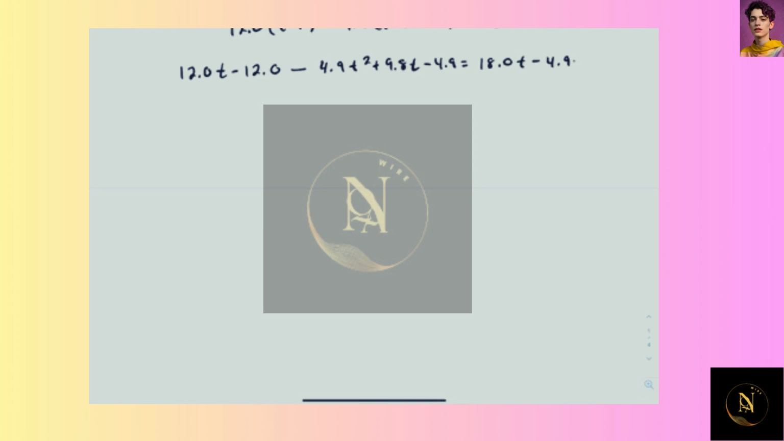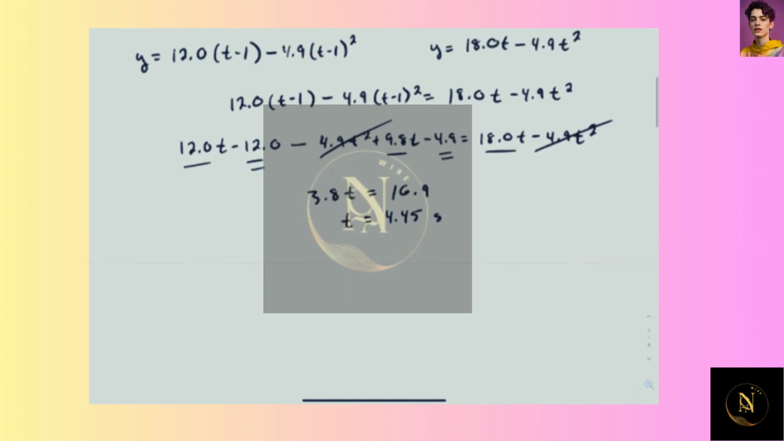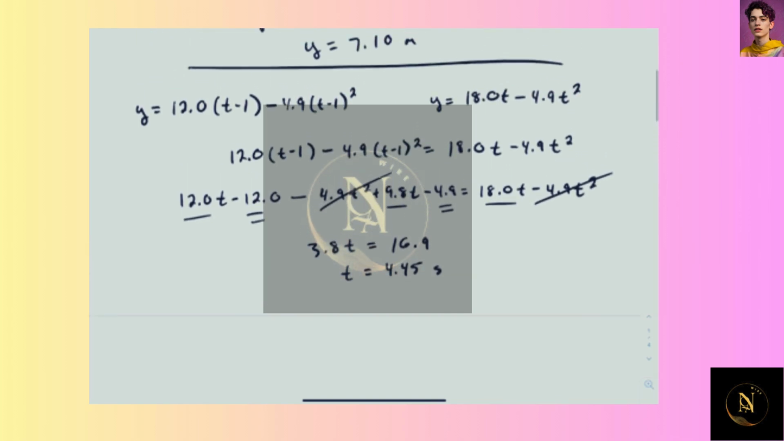And now, again, the t squared terms cancel out. So if I combine these like terms and these like terms, I get 3.8t equals 16.9. And t equals 4.45 seconds. So that's the value we get for when they supposedly collide.